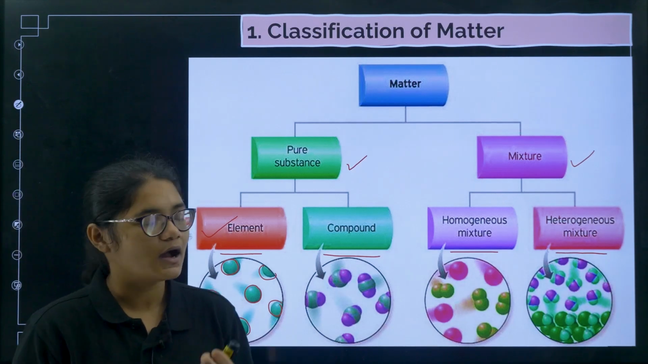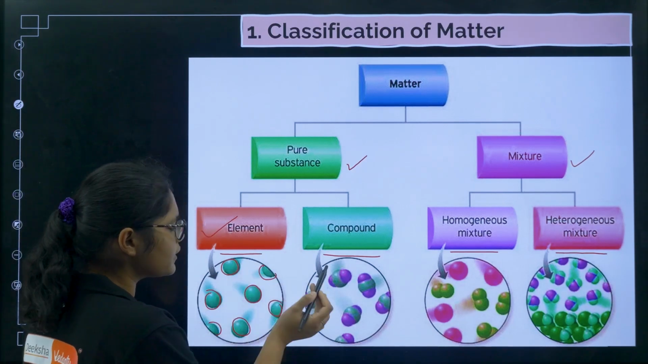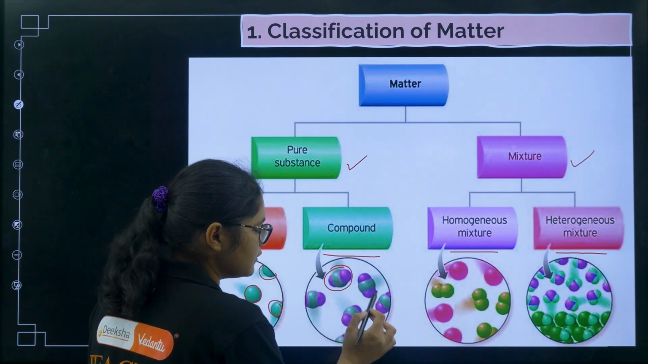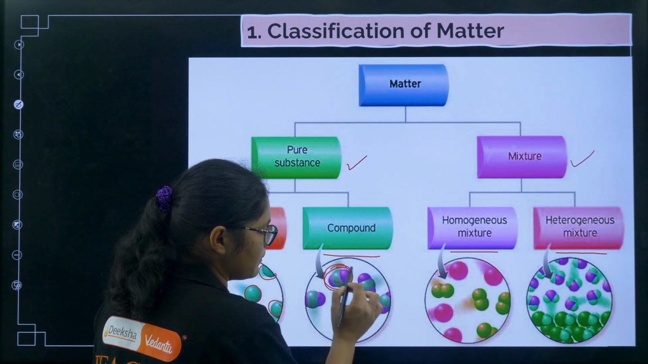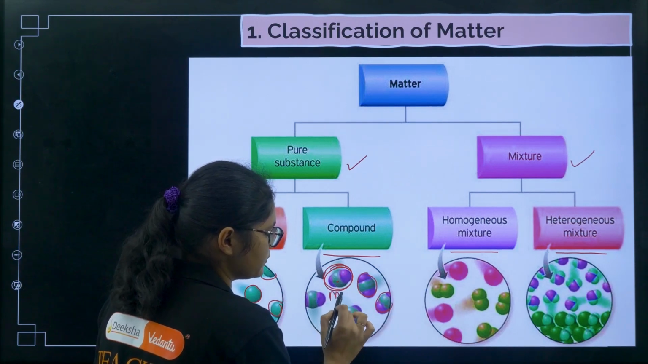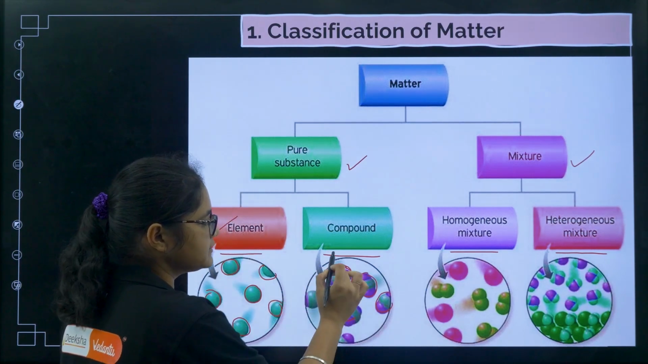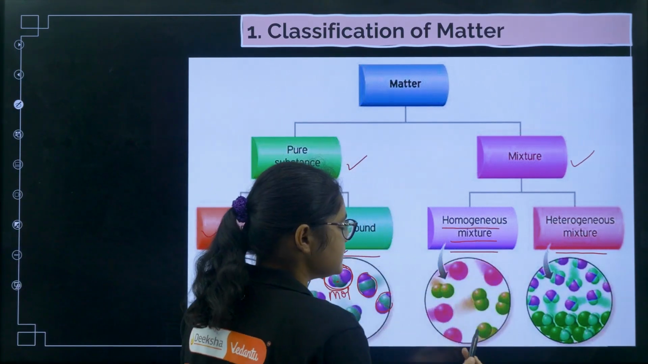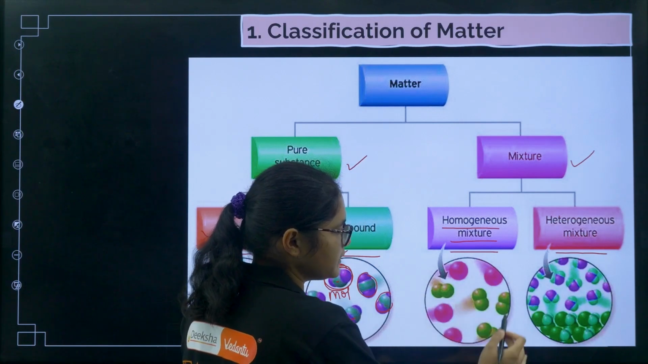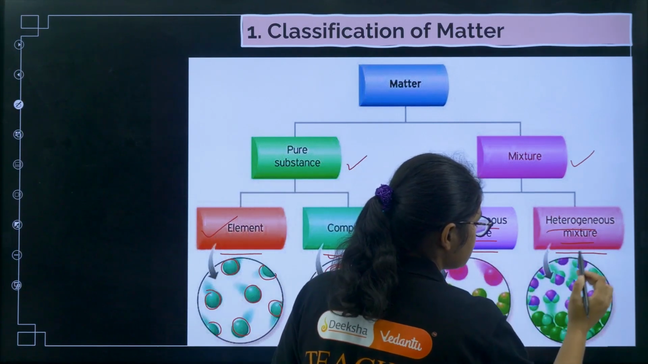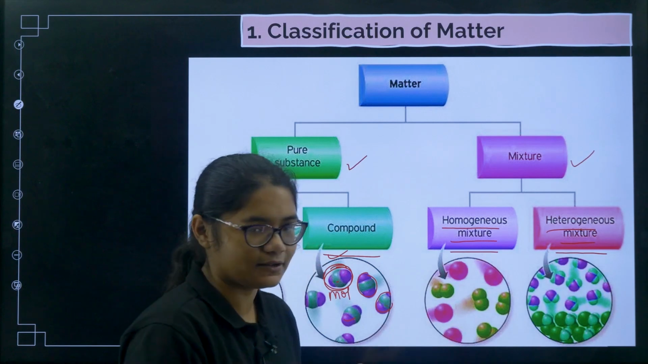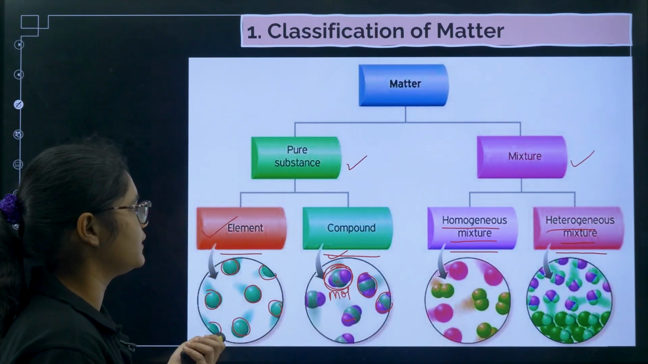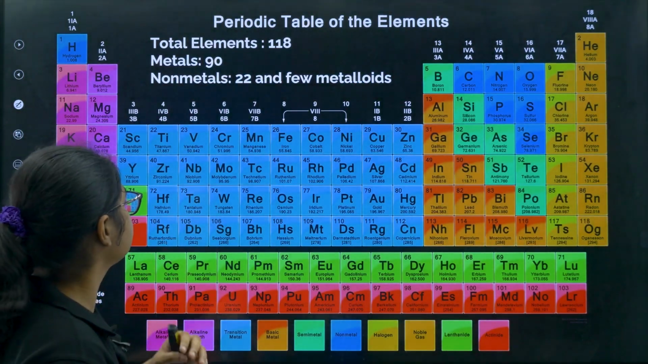Now what is a compound? A compound means 2 or 3 atoms combine in a fixed ratio to form a compound. Like this is one compound, this is one molecule. So I can say the collection of molecules is called a compound. Now coming to homogeneous mixture, there will be uniform distribution between the particles. In heterogeneous mixture there is no uniform distribution, it will be randomly mixed. Clear? From here not many questions are asked, it is not a very important topic. We'll go to the next one.